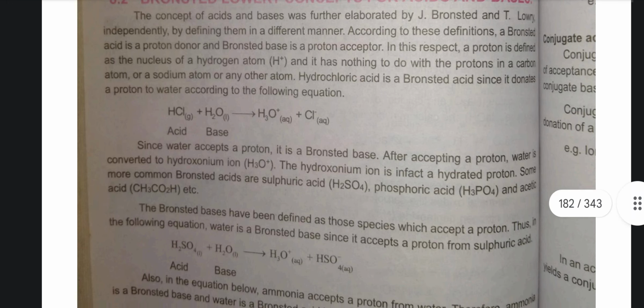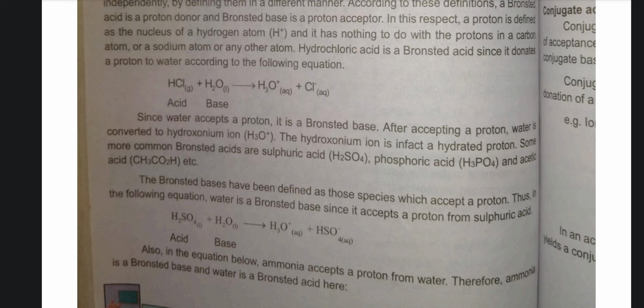After accepting a proton, water is converted to hydroxonium ion, and the hydroxonium ion is in fact a hydrated proton. Some more common Bronsted acids are sulfuric acid, phosphoric acid, and acetic acid. Bronsted bases have been defined as those species which accept a proton. Thus, in the following equation, water is a Bronsted base since it accepts a proton from sulfuric acid.